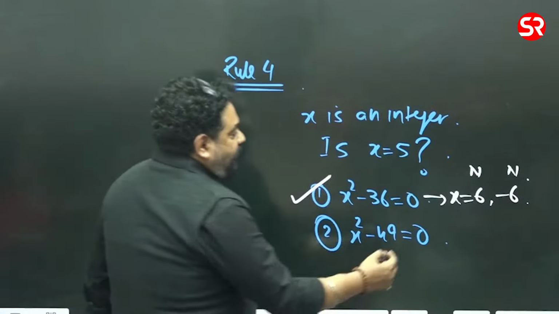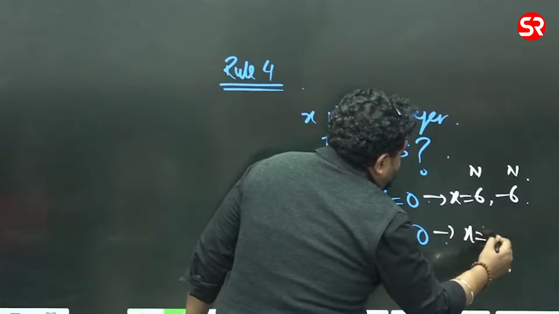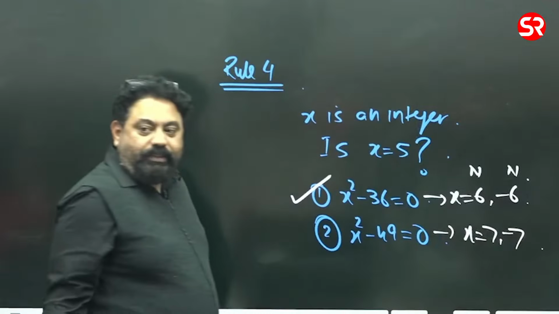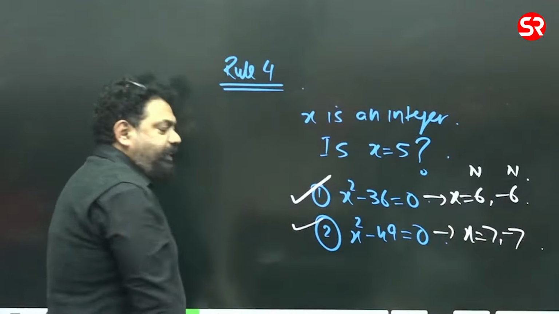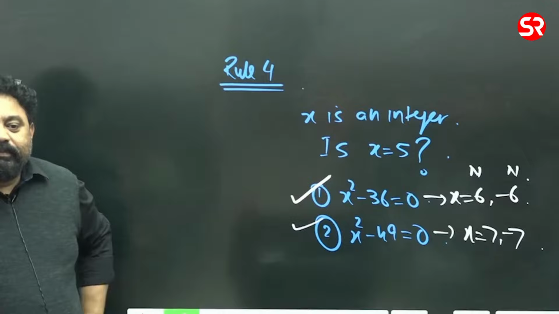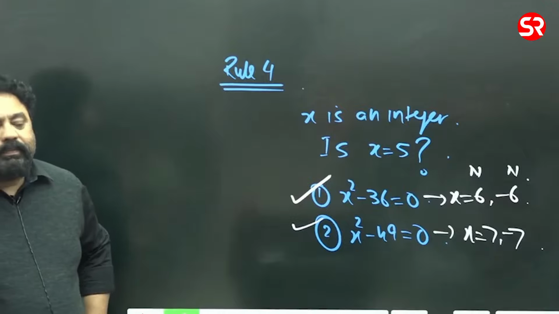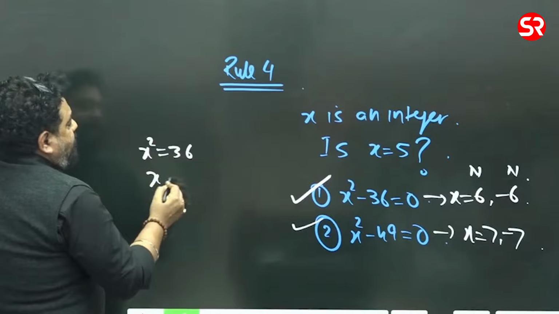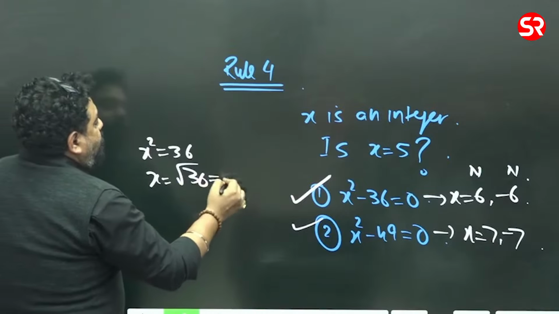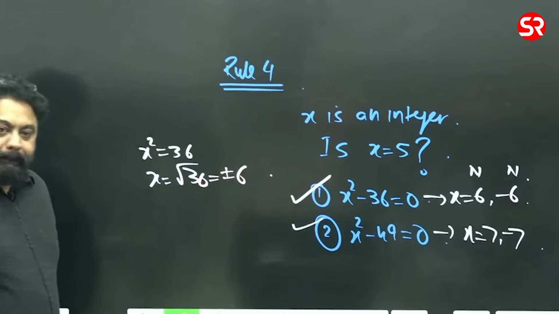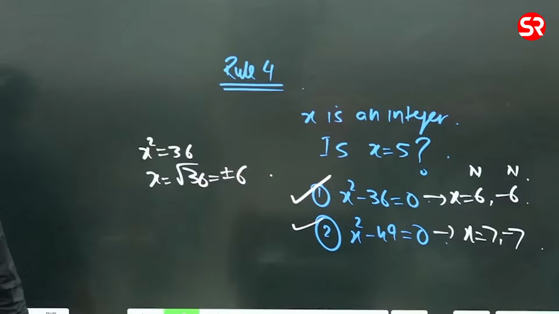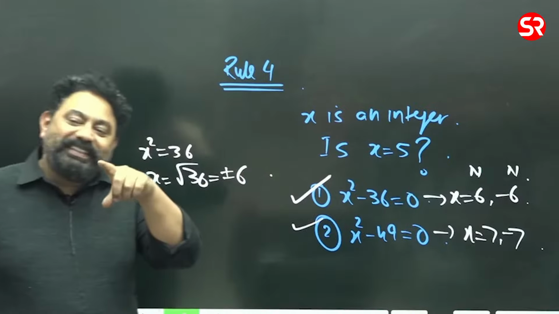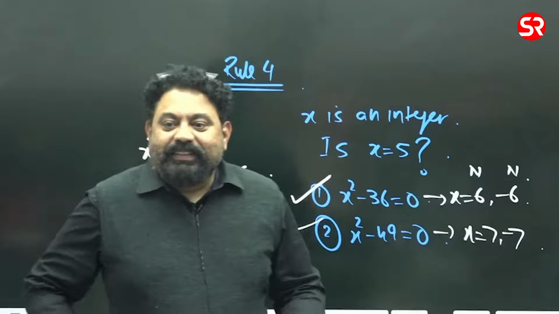Similarly, the second is giving you x is equal to 7 or minus 7. No, x is not equal to 5. The second is also giving you an answer. Jab bhi tum isko solve karte ho, x square is equal to 36, x is equal to under root of 36, which is equal to plus minus 6. Did you get it now?